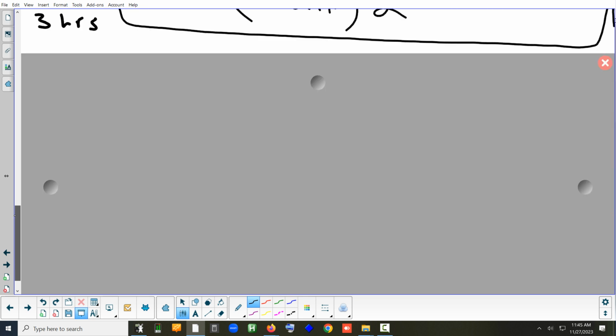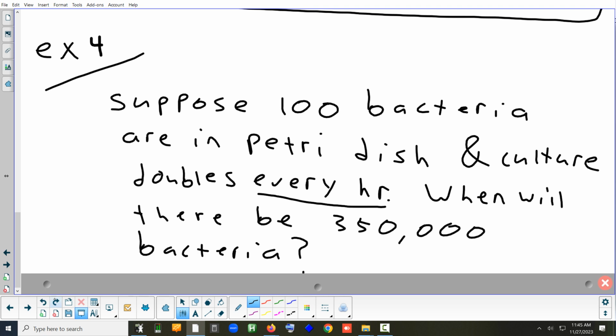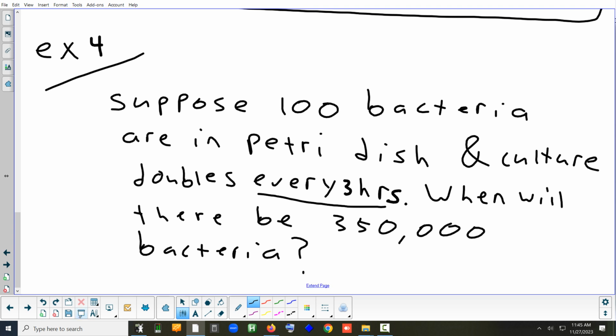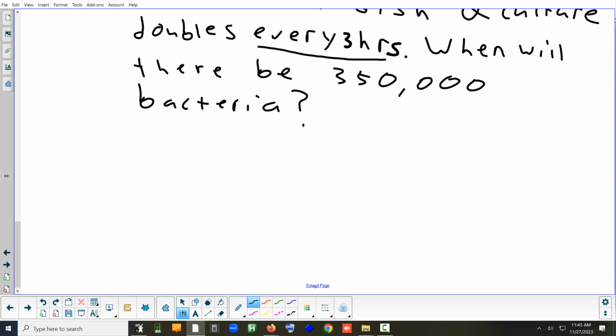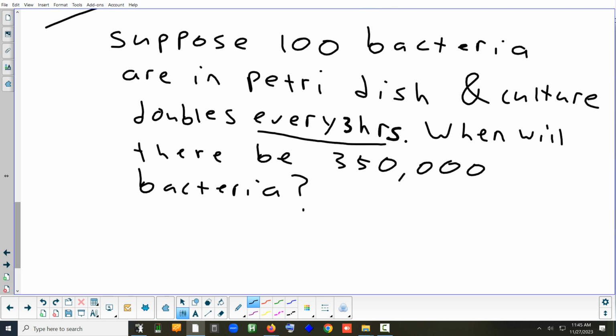All right, let's try an example. So we got 100 bacteria, and let's say that it doubles every 3 hours. I want to know when we will have 350,000. So we'll write our bacteria as a function of time. Okay, how many bacteria are we starting with? 100.